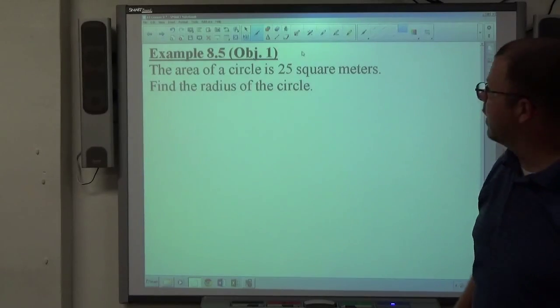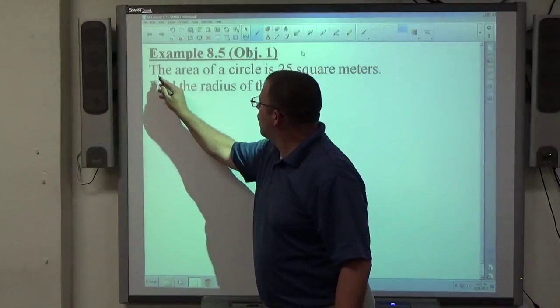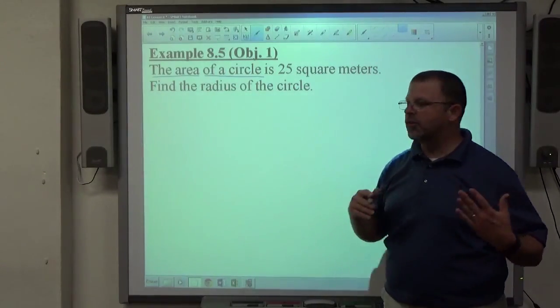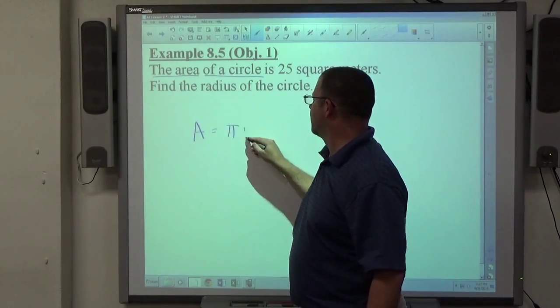Okay, for example 5, the area of a circle is 25 square meters. Find the radius of the circle. Now, when I ask you for the area formula of a circle, I usually get the answer pi r squared, but the formula actually is area equals pi r squared.